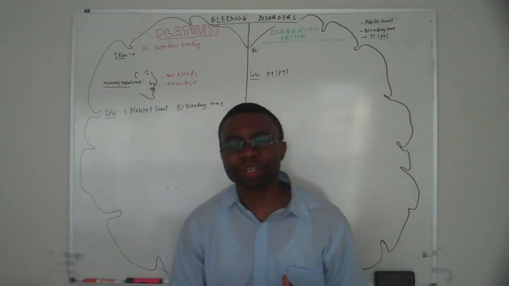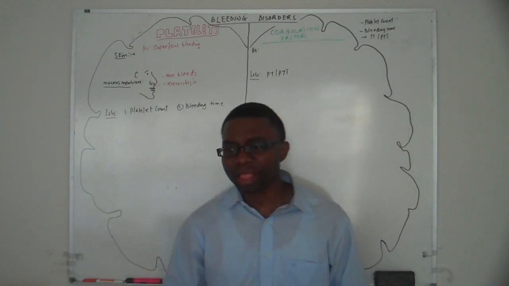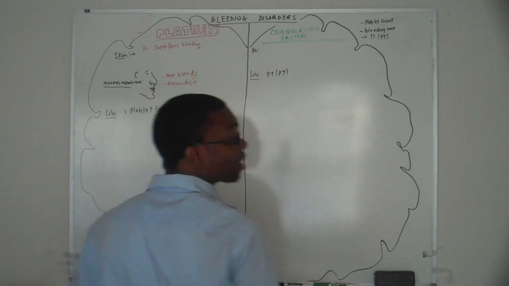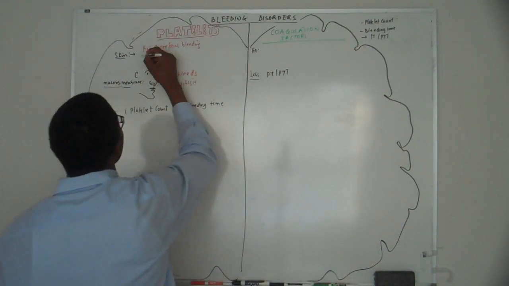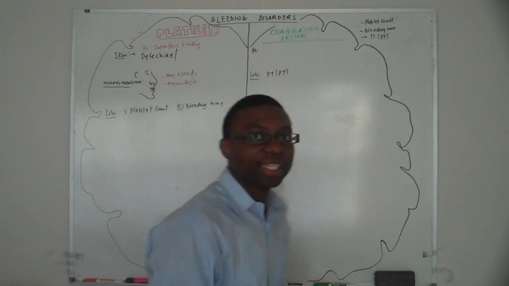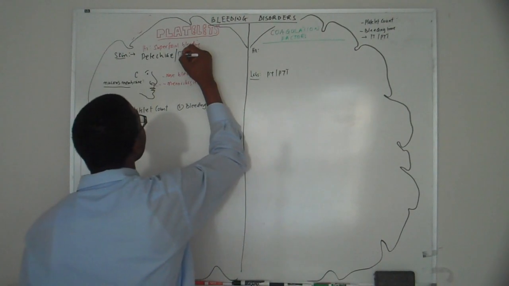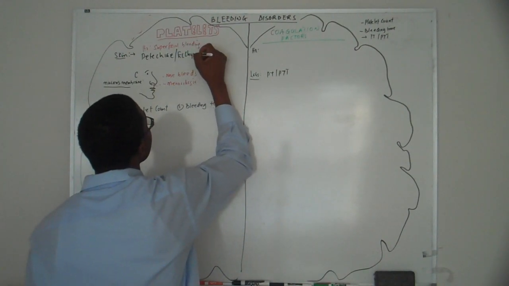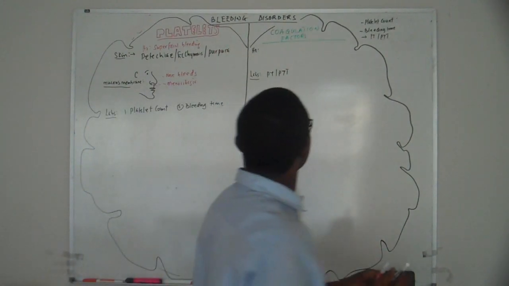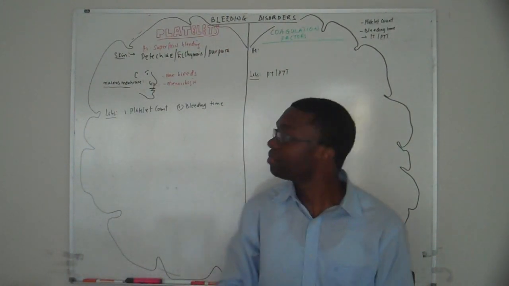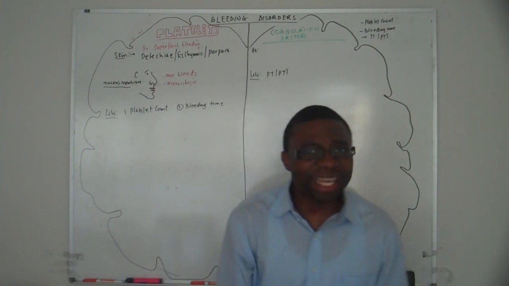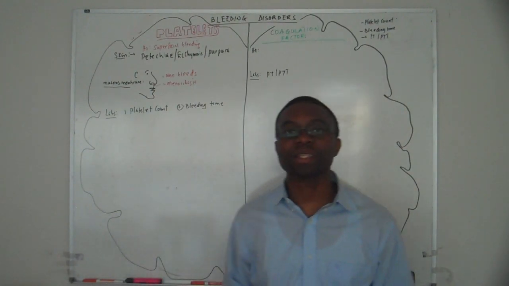They're going to come with superficial bleeding. That's the history. Doc, I noticed I have these little dots on my skin. They call them petechiae. Or they might have something called ecchymosis, or a purpura. From now on, anytime you hear purpura, ecchymosis, petechiae, always think platelets.